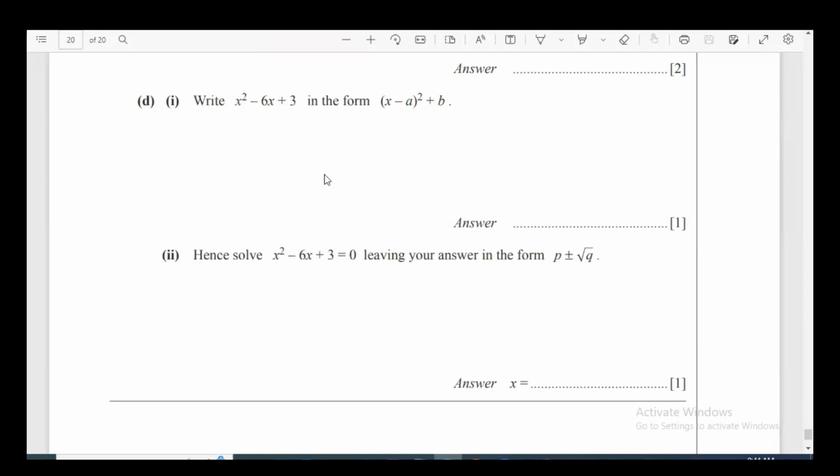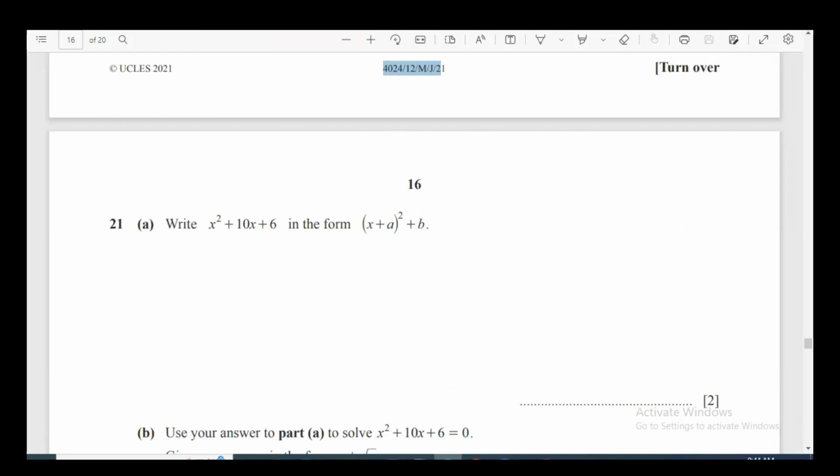First, I'm going to pick paper summer 2021, paper 1, variant 2, question number 21, part A. Write x square plus 10x plus 6 in the form x plus a square plus b. This is a quadratic expression and we have to write it in the completing the square form.